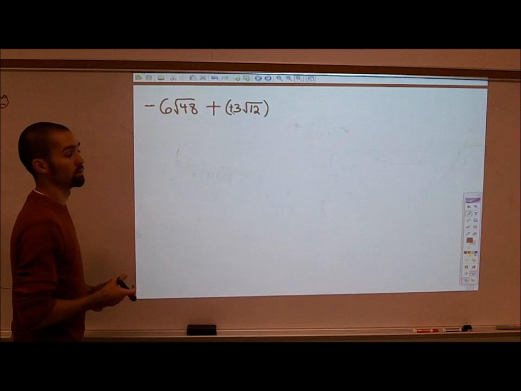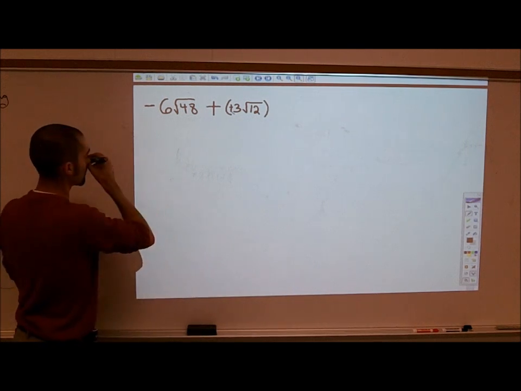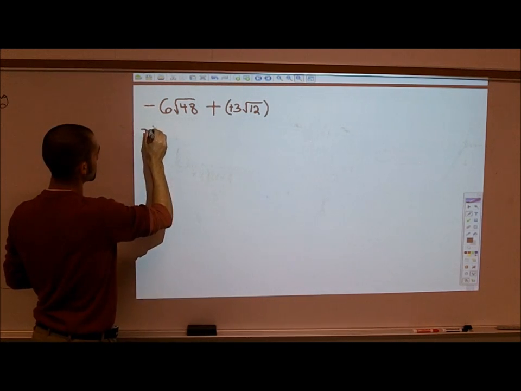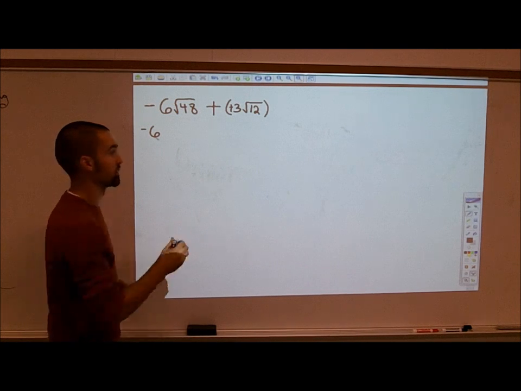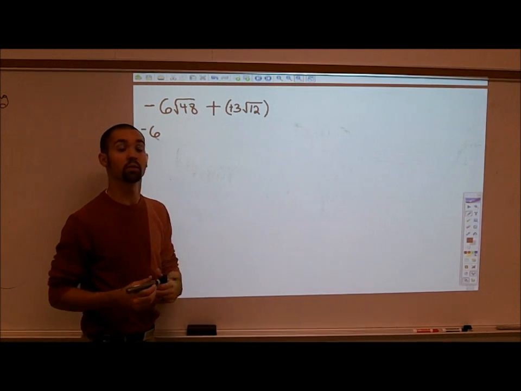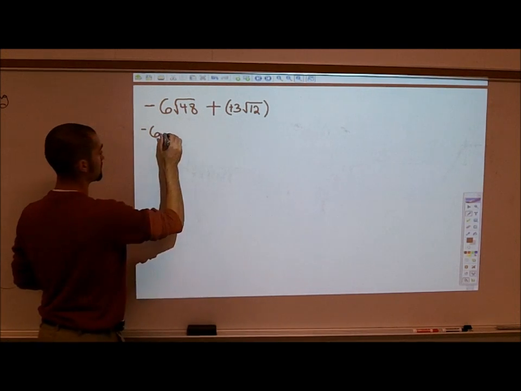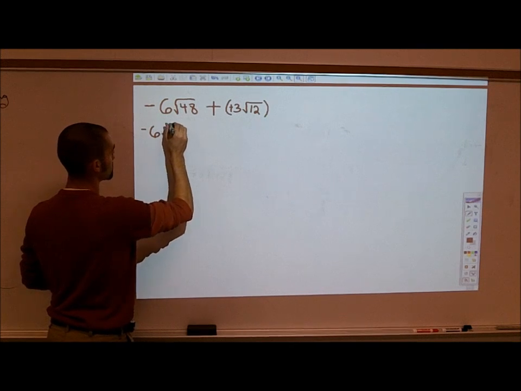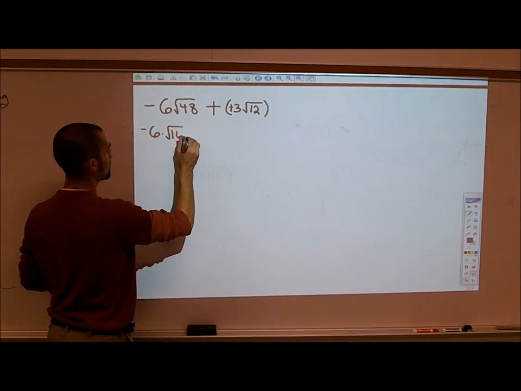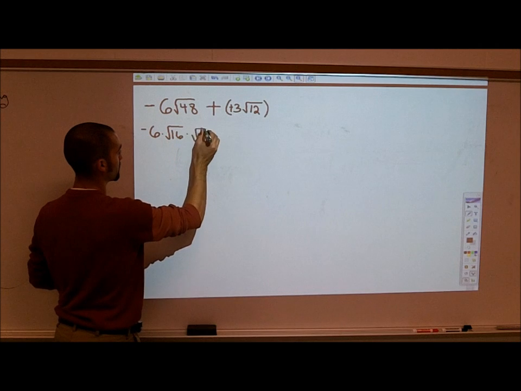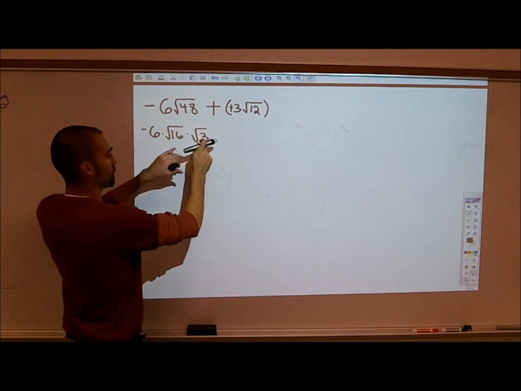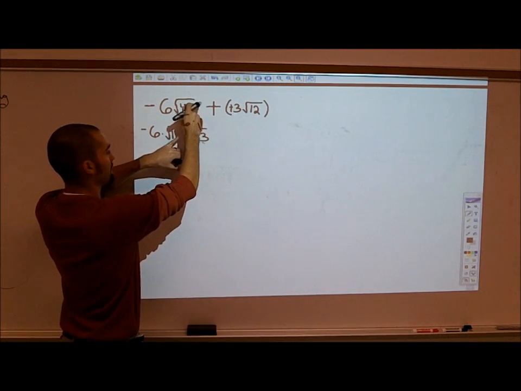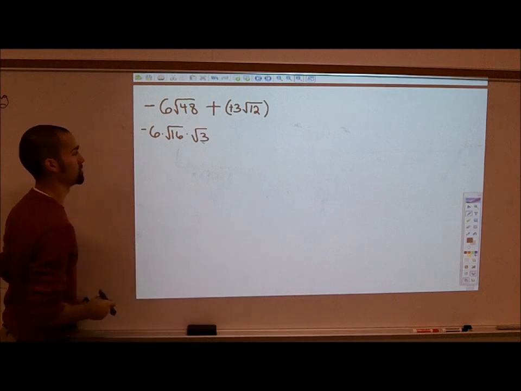Okay. Now we need to simplify. Okay. So this is negative 6. 48 is not a perfect square. The largest perfect square that goes into 48 is 16. So 6 times the square root of 16 times the square root of 3. Again, 3 times 16 is equal to 48. That's why we can break it down into those two right there.